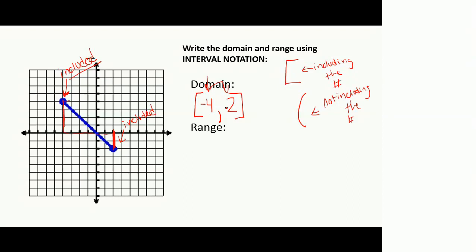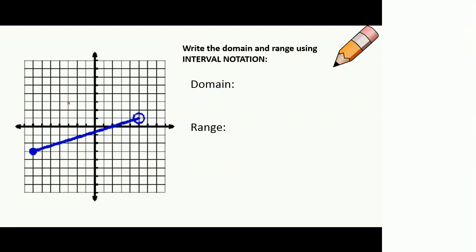Now let's look at our range, bottom to top. It looks like my graph starts right here at -2, and I'm including -2. Then if I go all the way up, it looks like I'm stopping right there: 1, 2, 3, 4. And I'm including 4. So [-2, 4] would be my range.